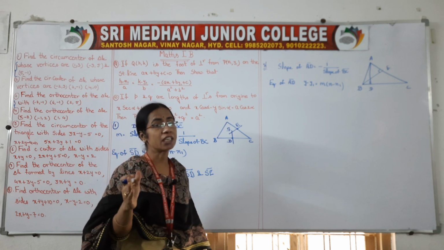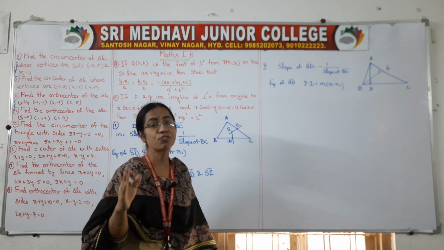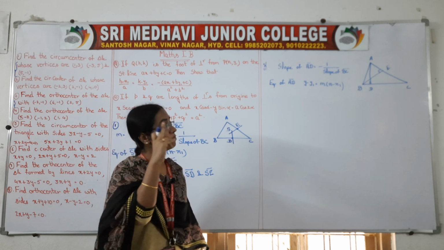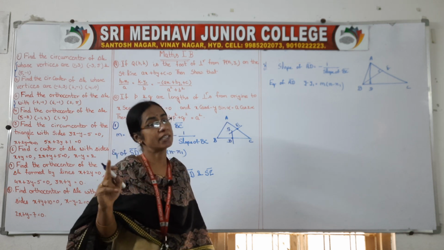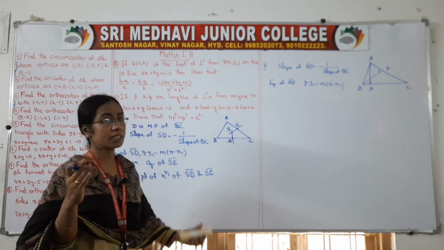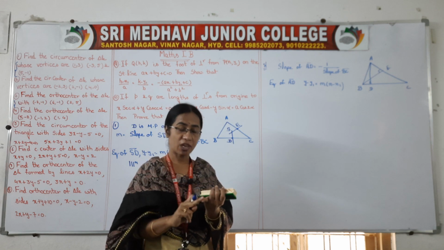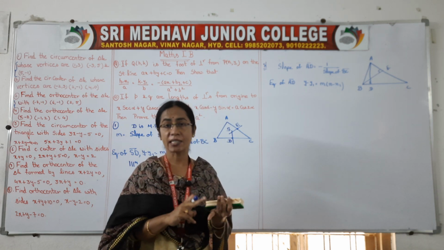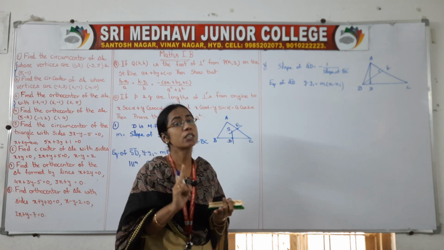So orthocenter means the point of intersection of altitudes. What is meant by altitude? A perpendicular line from a vertex to the opposite side is called the altitude. So how will we get this line equation? We want one point and one slope. The point is given to us in the question. We have to find the slope.